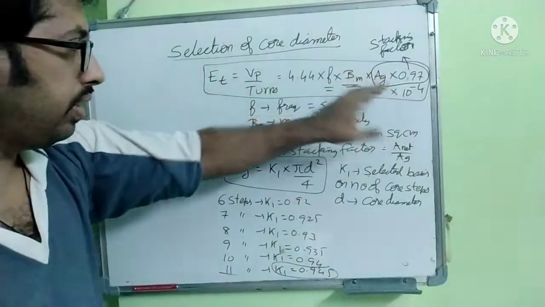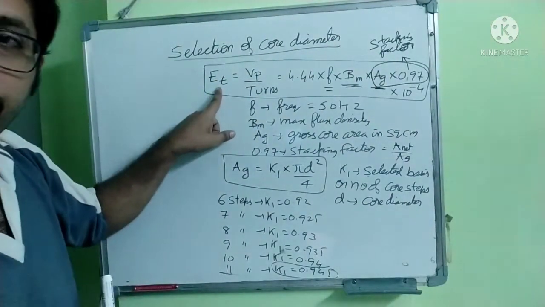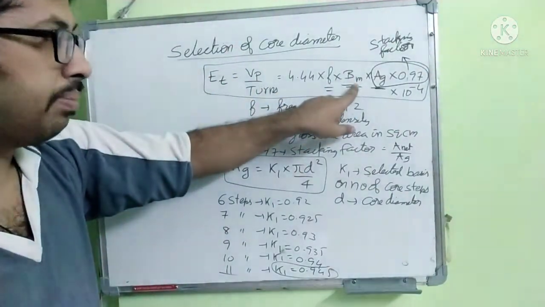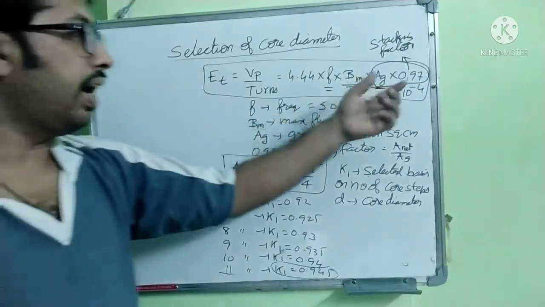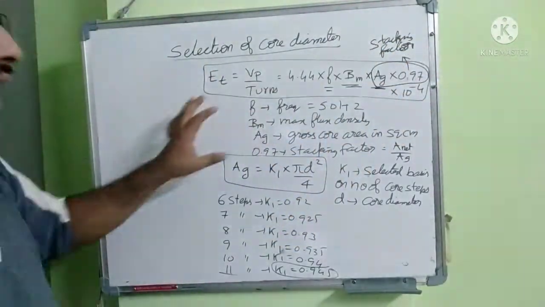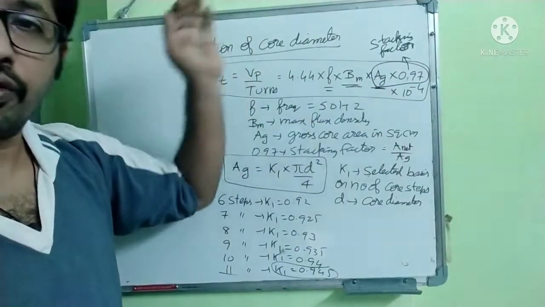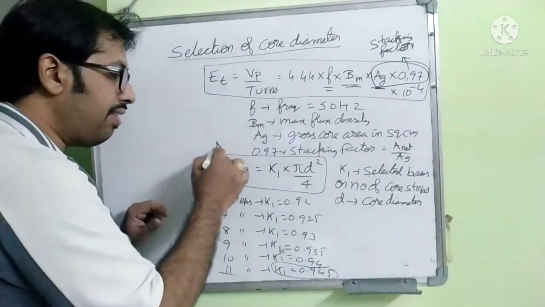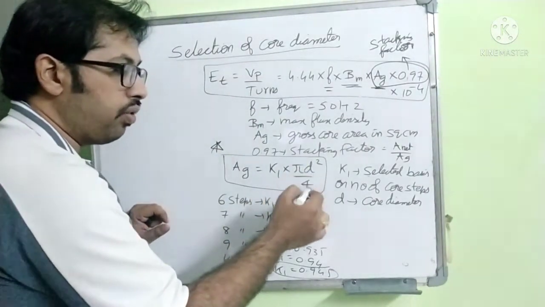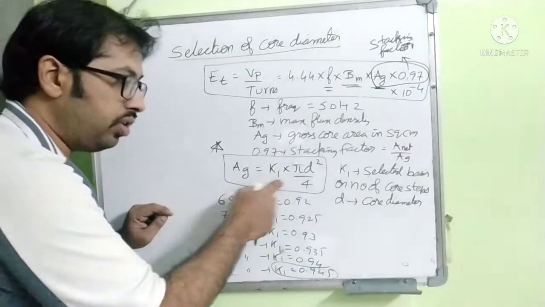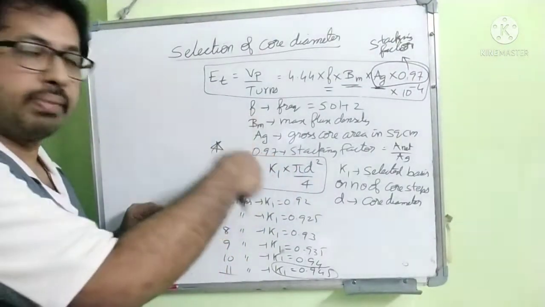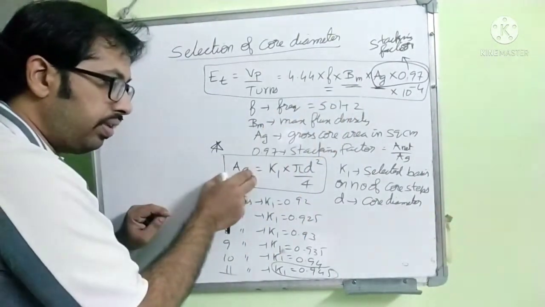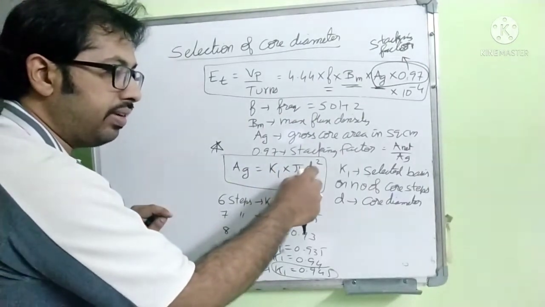Now we know the EMF per turn from our design for the 100 kVA transformer. F is 50 Hertz, the standard one, and the B value is given in the specifications, with 0.97 and 10 power minus 4. If you calculate, we get the gross area. After getting the gross core area, we take this formula: AG is K1 times pi d square by 4. Area is some constant into pi d square by 4, the formula for area, pi r square, in terms of diameter. Putting the gross area here, we get the diameter d.